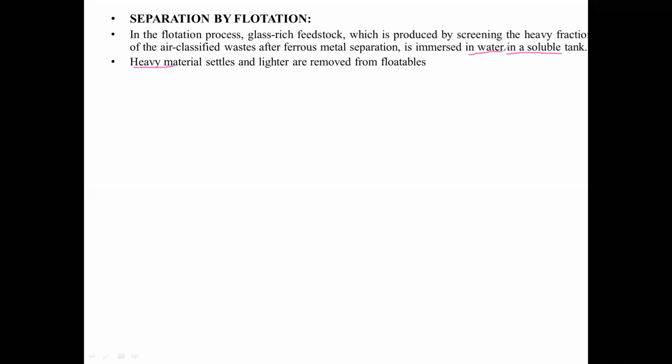So it is immersed in water, and it might not be potable water. It can be any water, even rainwater can be used for this purpose. Or if you have wastewater or water from garages, this can be used over here. Again, its purification is not going to be important, right? So what happens over here? The heavier materials are going to be settled out, whereas the lighter materials which are floating are going to be removed.